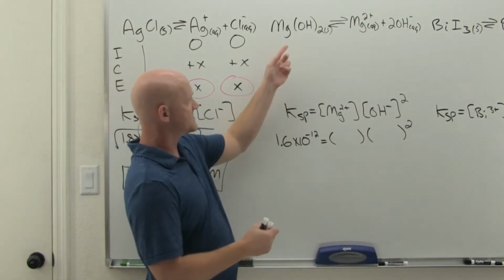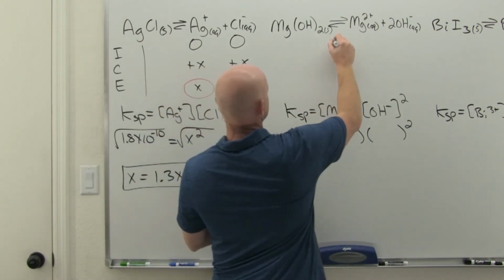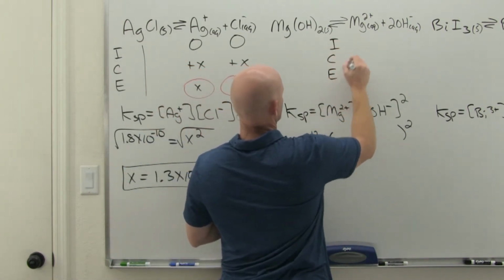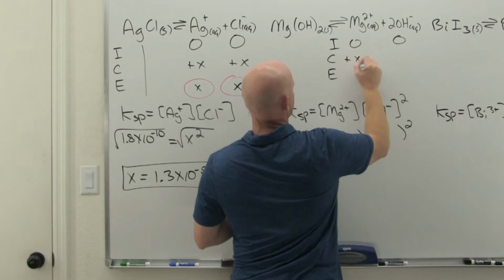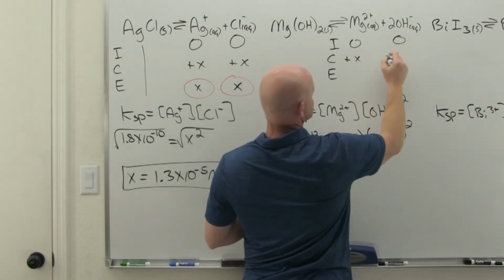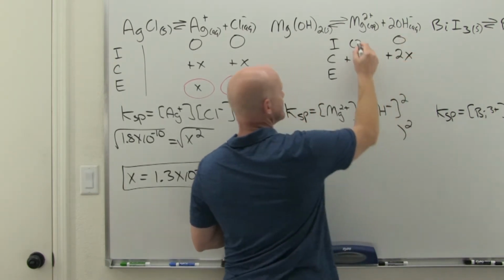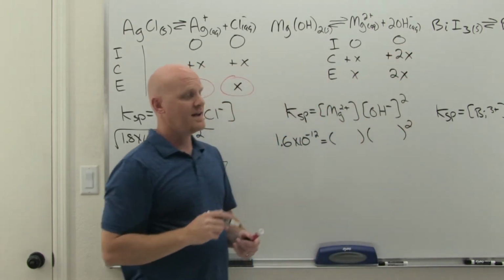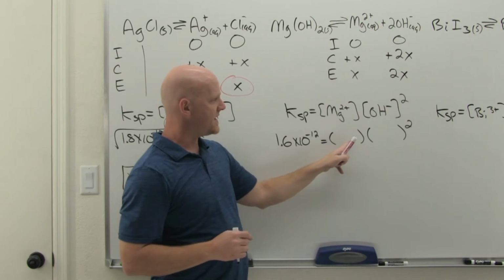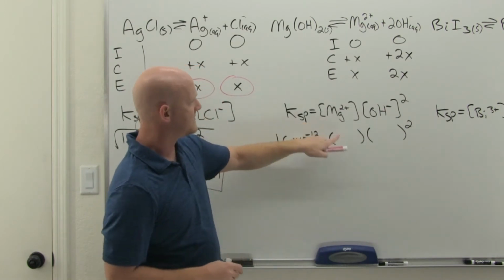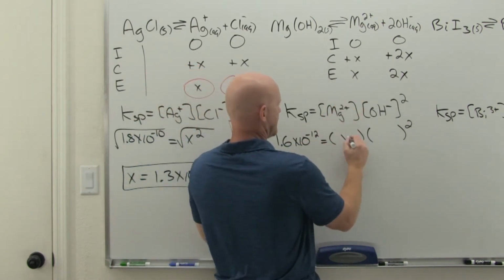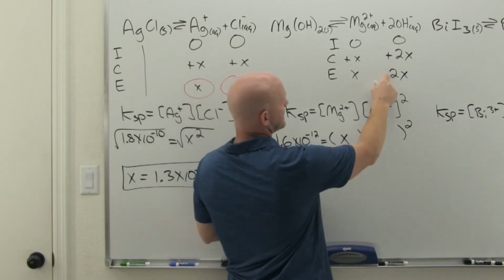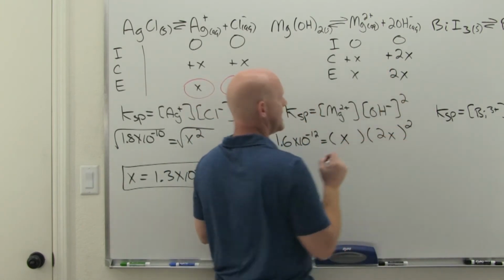And so in this case, if we filled in an ICE chart here, once again, we have 0, 0, plus x, but notice it's a 1 to 2 ratio, so this is not plus x, but it's plus 2x. 0 plus x is x, 0 plus 2x is 2x, and now we can plug those equilibrium concentrations right into our expression. And so the concentration of magnesium at equilibrium is x, right off the ICE chart. And the concentration of hydroxide at equilibrium is the 2x, right off the ICE chart.